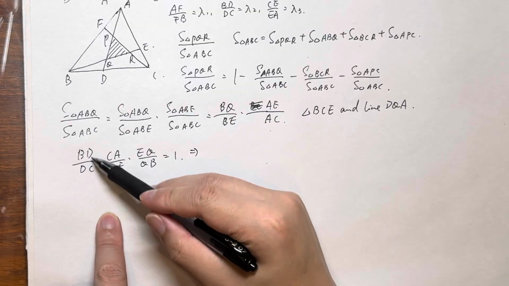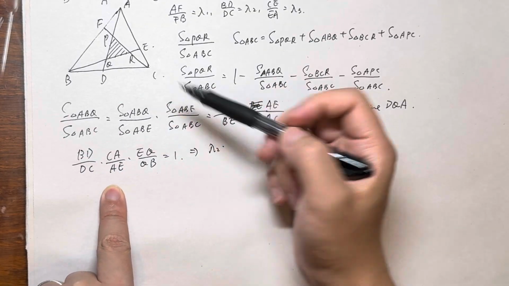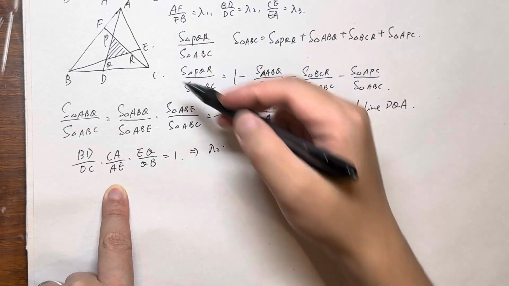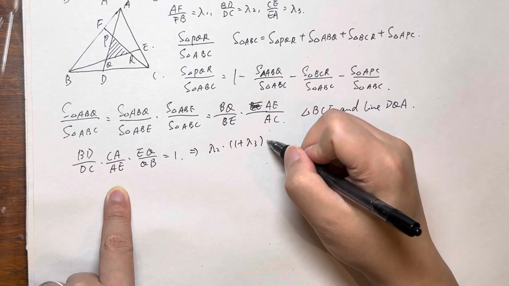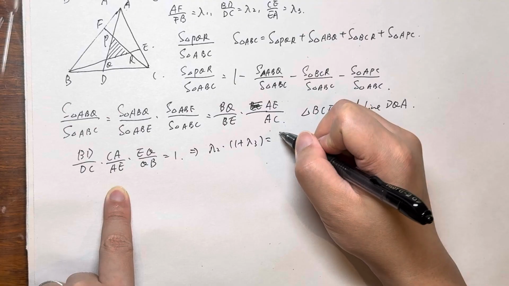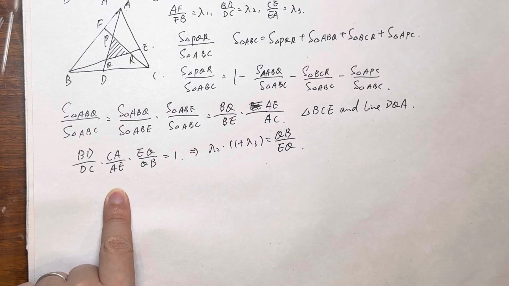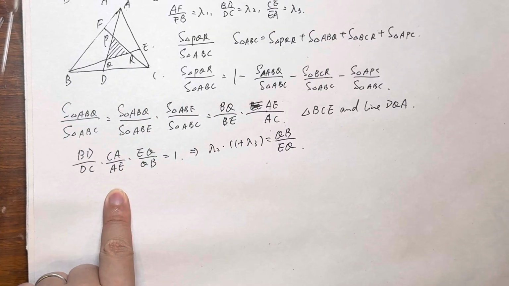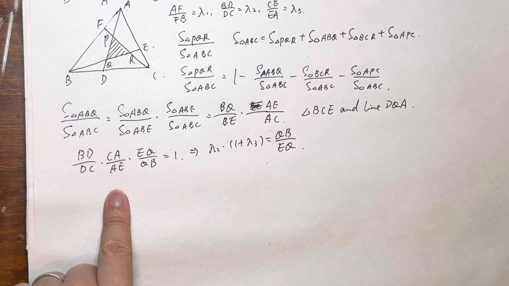Which means BD to DC, that is lambda 2, times CA to AE, which is 1 plus lambda 3, right? That is QB to EQ. That is QB to EQ, lambda 2 times 1 plus lambda 3.